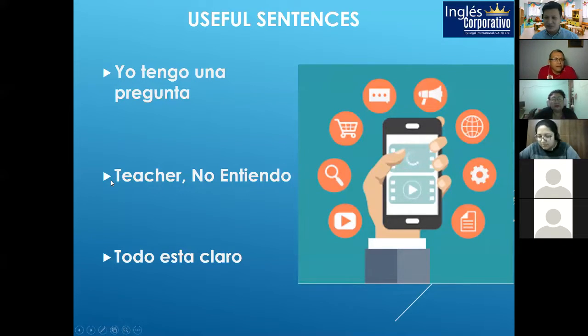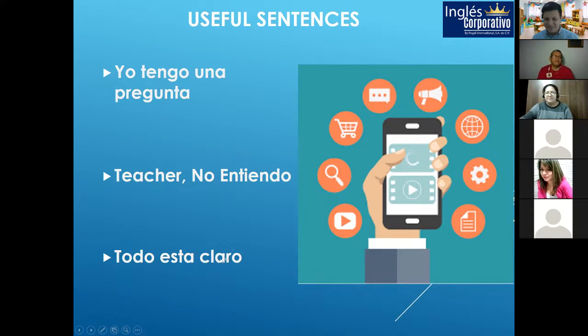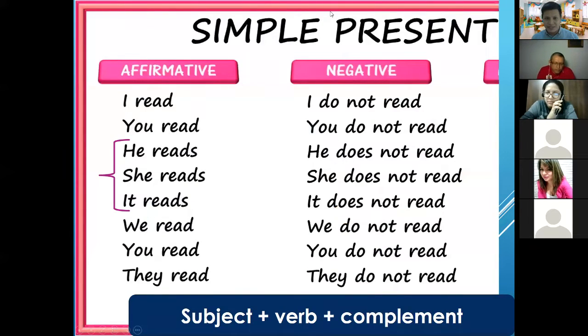Veamos, let's continue. No entiendo. I do not understand, teacher. Okay, very good. And the last one. Everything is clear. Okay, everything is clear. Veo que ya las manejamos un poco mejor. So these expressions you can use during this class, right? Estas expresiones las pueden utilizar dentro de esta clase. Muy bien. We got the simple present. Tenemos el presente simple.